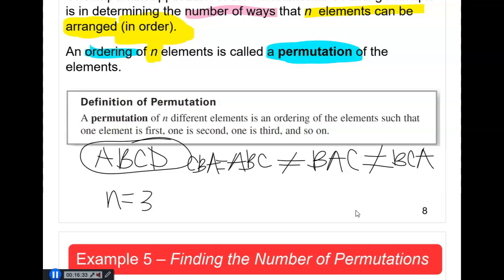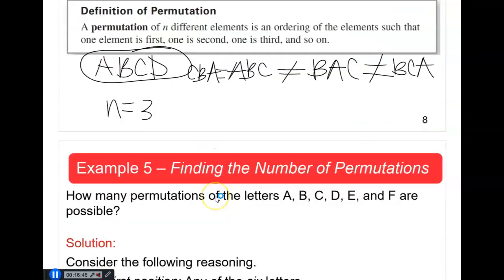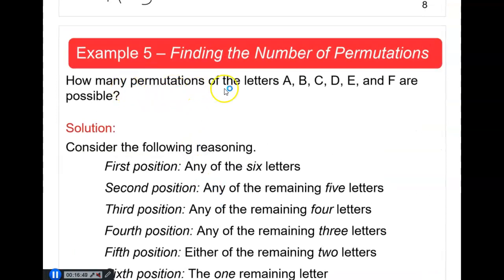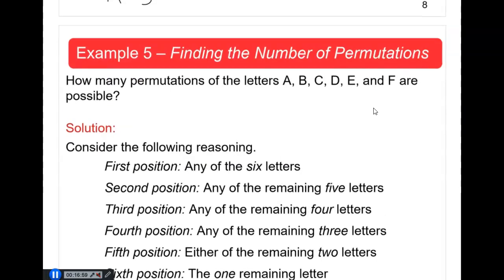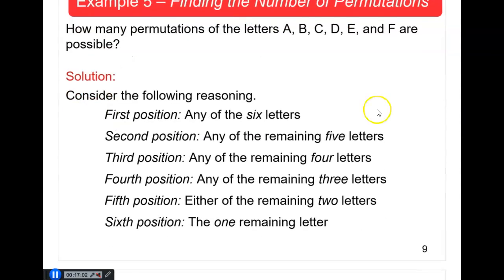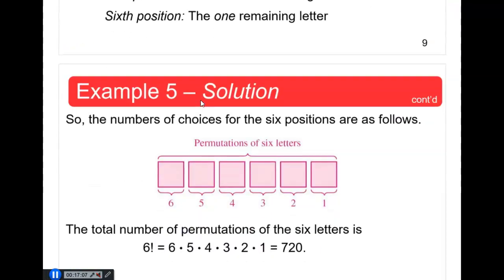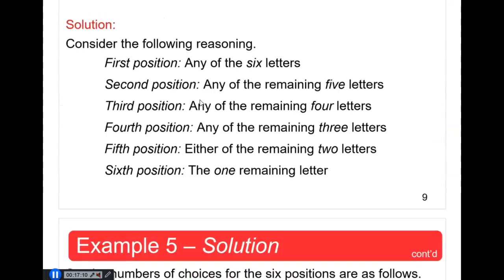So even though we have the same group of letters, all those orderings of the letters are considered different. And that is a permutation. So how many permutations of the letters A, B, C, D, E, and F are possible? In this case, I don't really like the way this question is formulated, but let's just try to work with it.